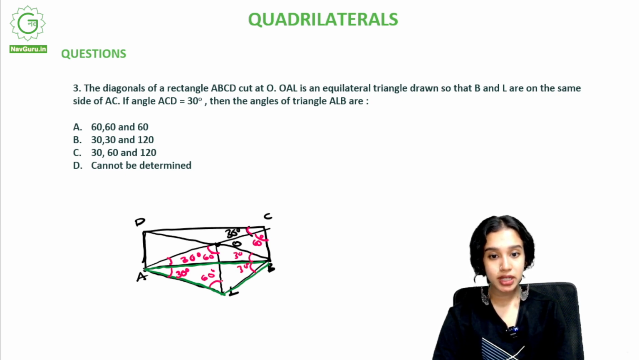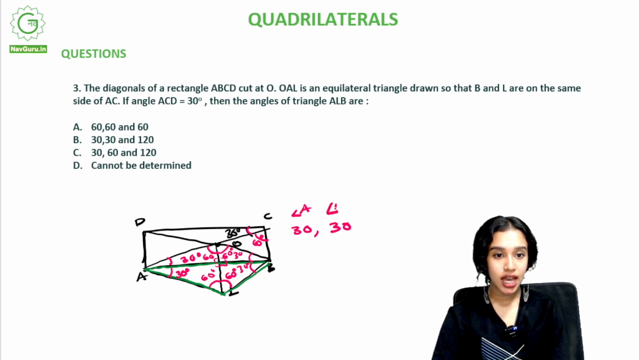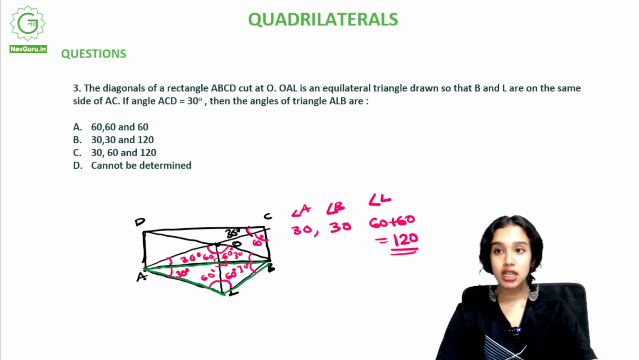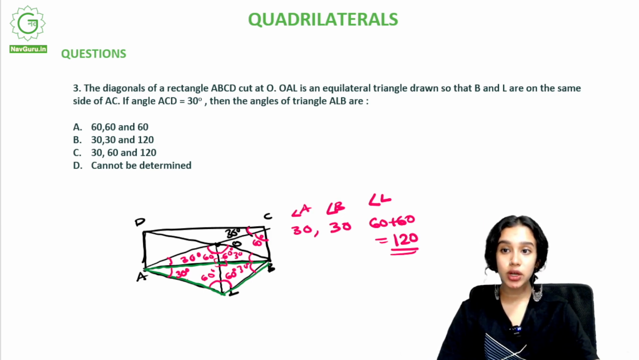Now, what would be this angle? It would be 60 degrees because this is 90, 30 and 60. Here also it would be 60 degrees because it's 90 degrees here, right? Now, what do we have to find? The angles of the triangle ALB. So, angle A is 30, angle B is 30, and angle L is 60 plus 60, which is equal to 120, right? So, the answer is 30, 30 and 120.